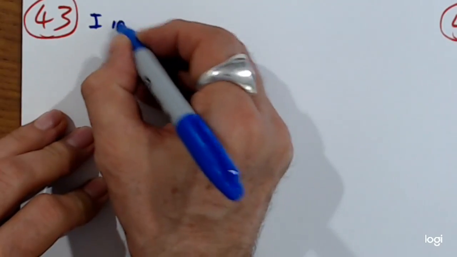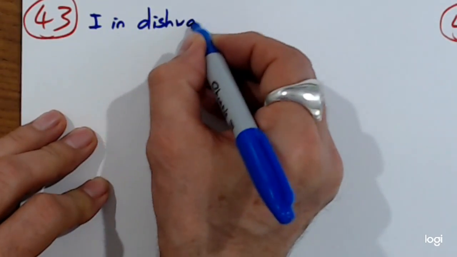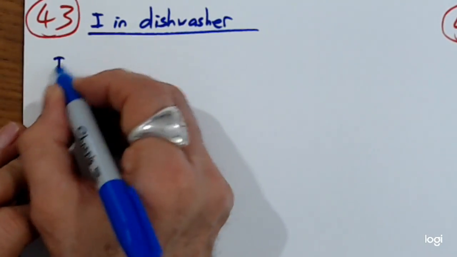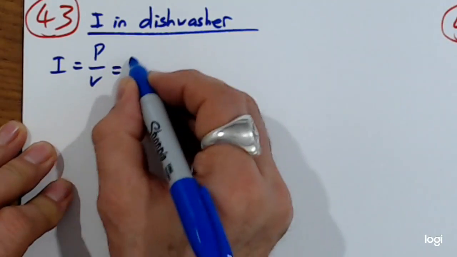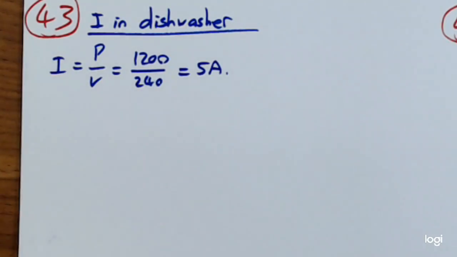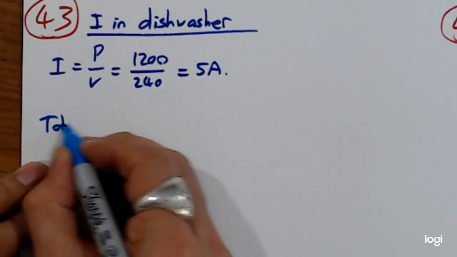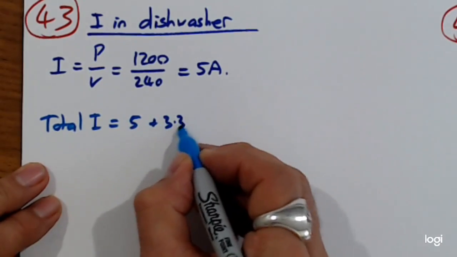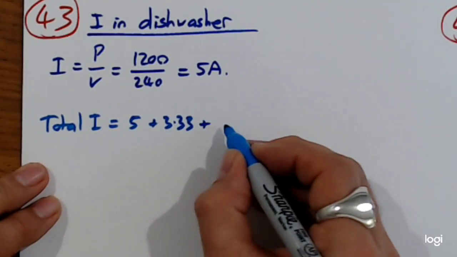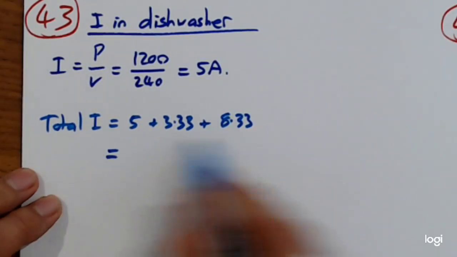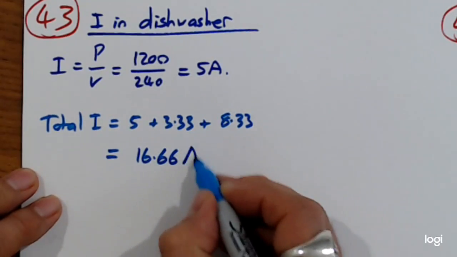So here's how to do 43. So current in dishwasher. Again, this is a good habit to get in. Tell yourself what you're doing, all right? And it equals P divided by V, which is 1200 on 240, that's 5 amps. All right. So the total current in the circuit is going to be 5 amps plus 3.3 amps for the toaster, plus 8.33 amps for the kettle, and that adds up to 16.66 amps.